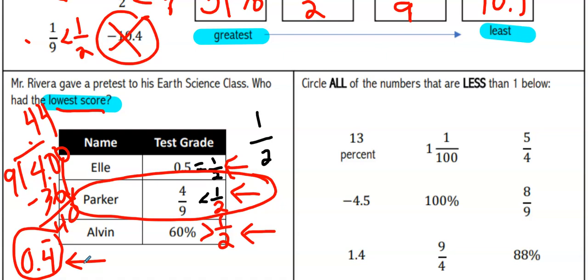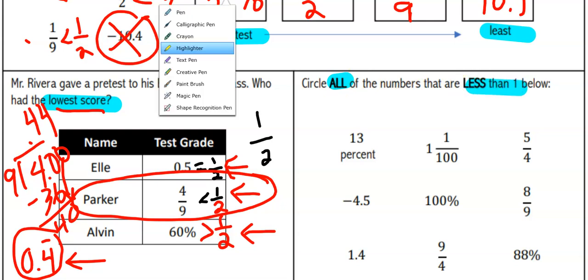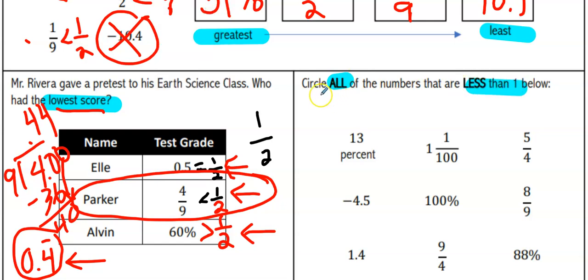All right, let's look at the next question. This time, we're looking for all of the numbers that are less than 1. So let's think about what 1 means, okay? 1 whole is equal to, let's think about the percent that would be. That would be 100%. Okay, so that'll help us look for any percents.